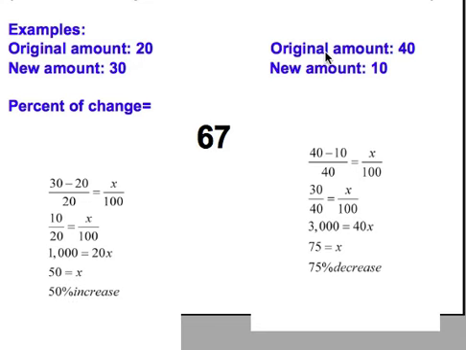On the other hand, the original amount starts at 40 and ends at 10. So it will be a percent decrease because the amount goes down from 40 to 10. So again, same formula, the difference over the original equals x over 100. So the difference is 40 minus 10 over the starting amount, which is 40, equals x over 100. So 40 minus 10 is 30, and you do your cross products and divide. X equals 75. So from 40 to 10 is a 75% decrease.